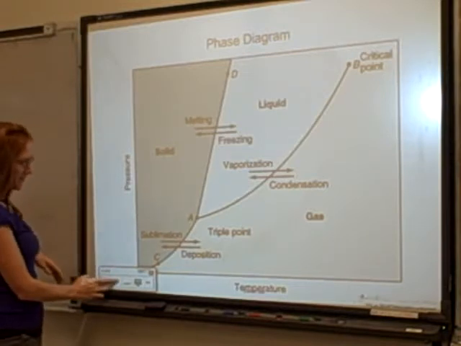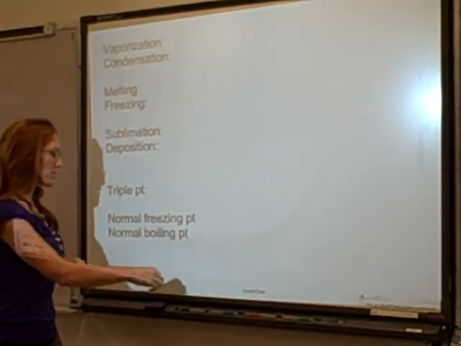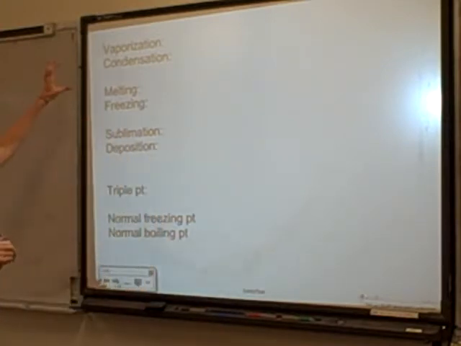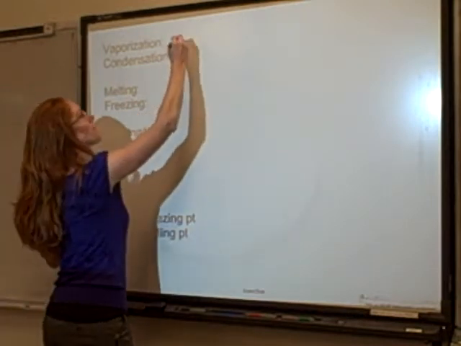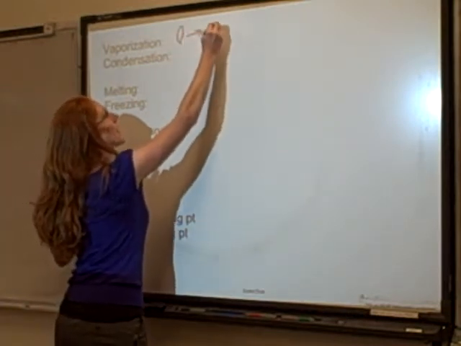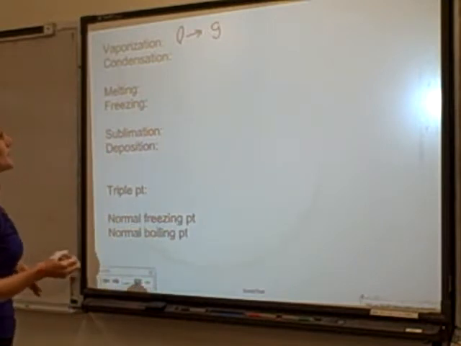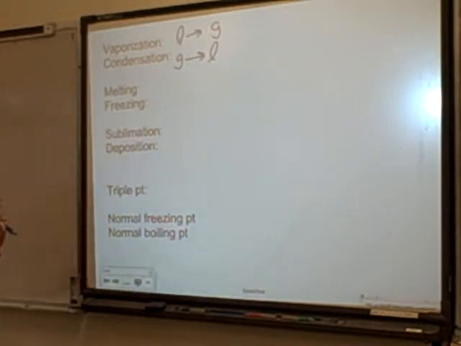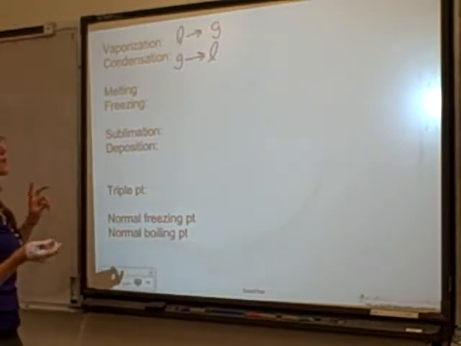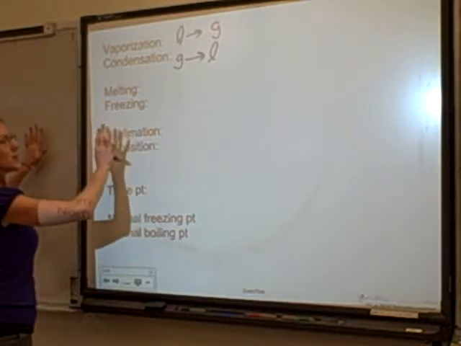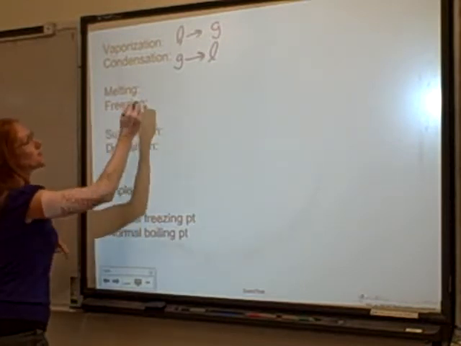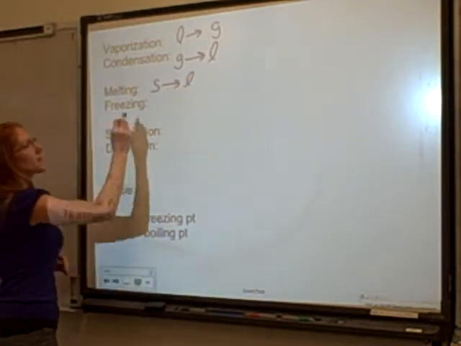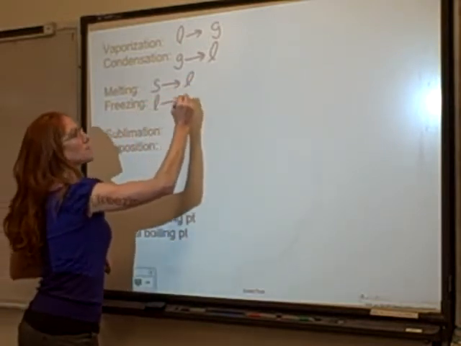So let's go ahead and say what each of these are, because you have to be able to name each of these things. Vaporization is when you have a liquid that turns into a gas, a vapor. Condensation is when your gas turns into a liquid, like the mirror in your bathroom when you take a hot shower. All the gaseous water vapor hits the mirror and cools down, turns to a liquid. Melting is if a solid turns to a liquid. Freezing is if you have a liquid, it turns into a solid.